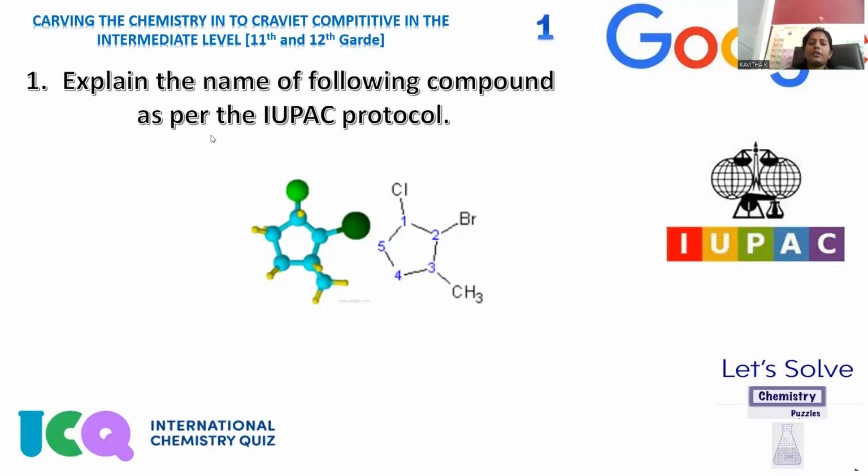Explain the name of the following compound as per the IUPAC protocol. IUPAC stands for International Union for Pure and Applied Chemistry. Here is the compound, a cyclic ring, where you can find chloro, bromo and methyl. A ball and stick model is also provided for your convenience. If this is the case, how can we assign the numbering? For your convenience, numbering is already given. How can we designate the compound as per the IUPAC protocol?